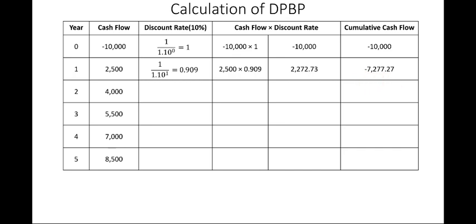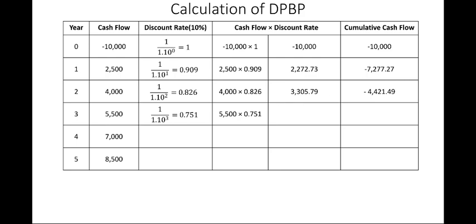So you will get minus 7,727.27. Similarly, in the second year, calculate the discount factor, then multiply the cash flow, that is 4,000, by the discount factor. You will get 3,305 rupees 79 paise. Now add this to the cumulative cash flow of year 1, that is minus 7,727.27, plus 3,305.79. On adding these two values, you will get minus 4,421 rupees 49 paise.